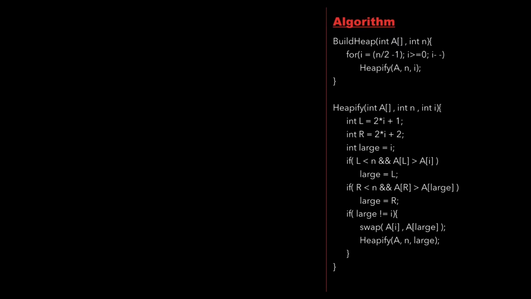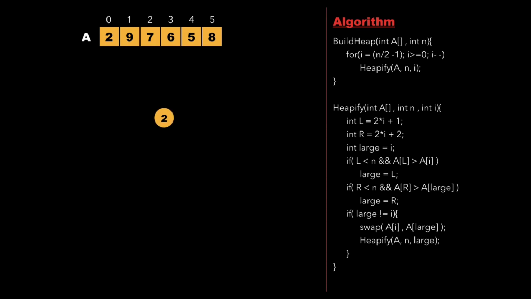Now let's have a look at the heap sort algorithm, where we first call the build heap function in order to create a heap out of the array. Let's consider an array consisting of elements 2, 9, 7, 6, 5, 8. Let's call this array A and try to visualize creating a heap using this array. The heap would look somewhat like this, though this is not actually a heap because it does not satisfy the heap property. That is, at each node, the value of the parent node must be greater than the values of its children.